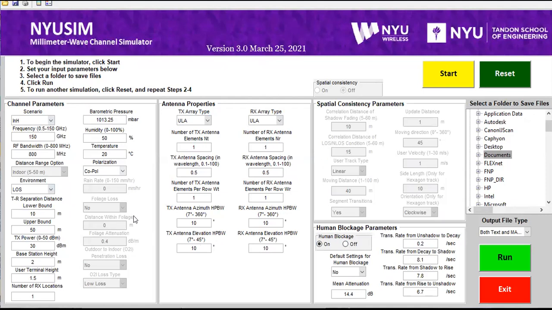So this is the setting that I simulated with, and you see 150 gigahertz, base station height 2, and I located a folder to save the files. Well, let me share. Sir, shouldn't the environment be non-loss? Oh yeah. Let me run it again.